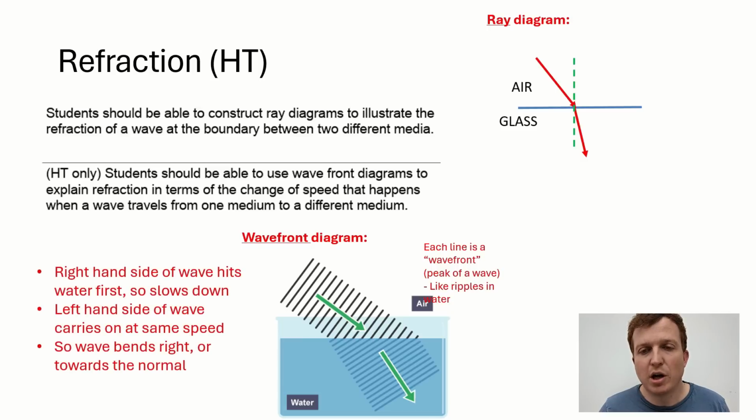So how you describe why a wave refracts is this. You'd say the right-hand side of the wave hits the water first, which is a more dense medium, so it slows down. The left-hand side of the wave, the bit that hits it second, just carries on at its normal speed. Then it hits it, but in that time, the wave has all turned because one side is traveling quicker than another. So we'd say the left-hand side carries on at the same speed, the wave then bends right or towards the normal, depending on which direction you've got in a diagram.